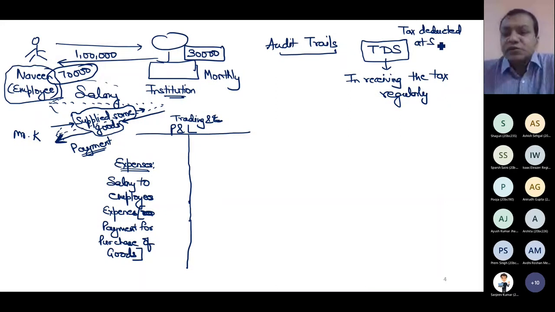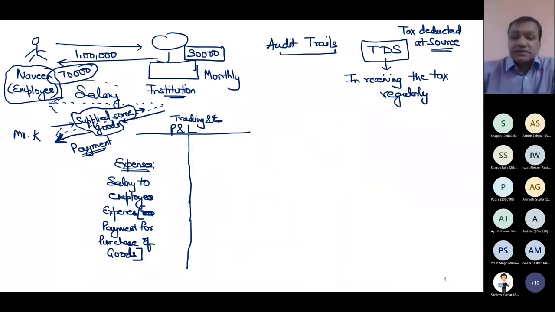At source means the level where that amount or payment is required to be made. So in this way, government received 30,000 today itself, which Naveen would have paid after 1 year, or when the year ended. This is the benefit of TDS. It also helped in audit trail. So there will be in the record of the department that this person Naveen earned some income, and 30,000 is the tax which we received as advance.